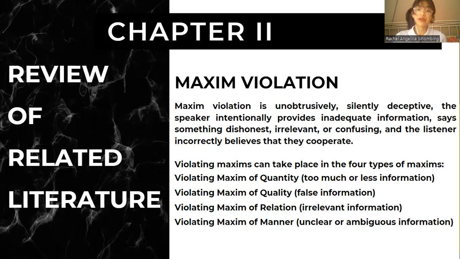The first one is violating the maxim of quantity. It means giving too much or too little information. Violating the maxim of quality is giving false information. Violating the maxim of relation is giving irrelevant information. And the last one is violating the maxim of manner, giving unclear or ambiguous information. All of these violations are the opposite of the original maxims. So, that's all about maxim violation.